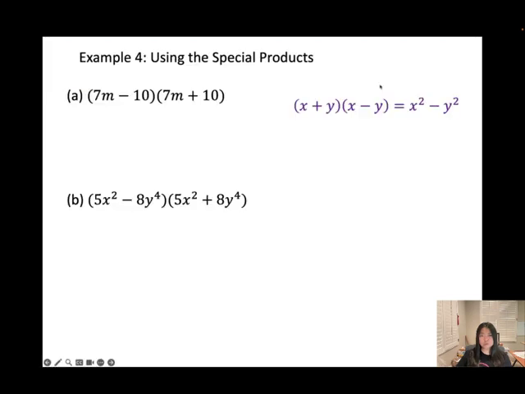For example, the first one, you could see this as x minus y times x plus y, right? So we could apply the formula. The answer will be x squared minus y squared. Okay? You should get 49m squared minus 100. Of course, if you don't remember the formula, you could still distribute one by one, using the FOIL method. But I highly recommend you remember the formula. That would be a lot easier.